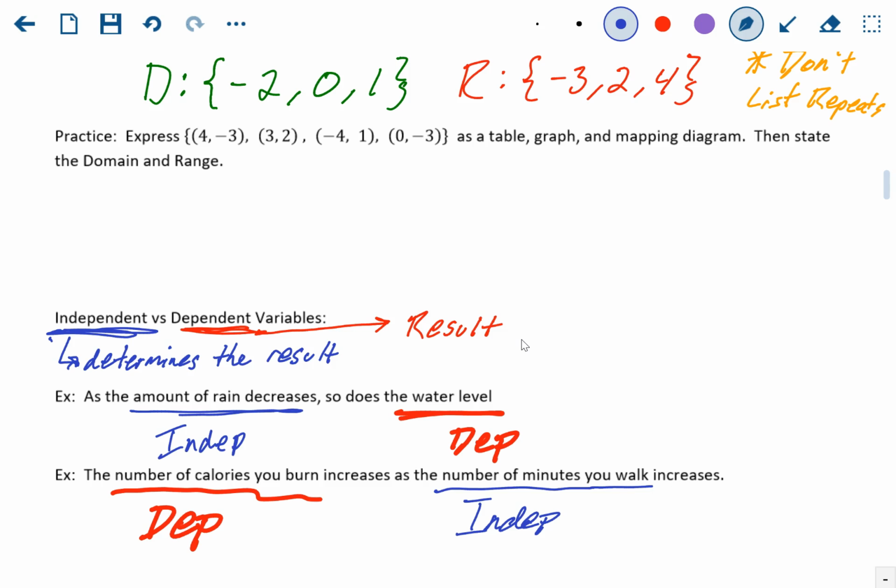All right, and your homework, and we'll finish this up in class, your homework's going to be this practice problem. Express these 4 ordered pairs as a table, a graph, and a mapping diagram, and then state the domain and range.